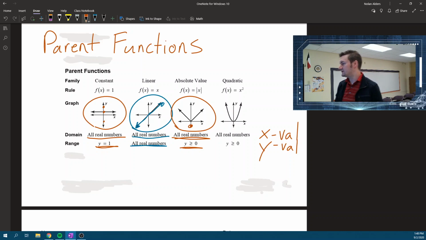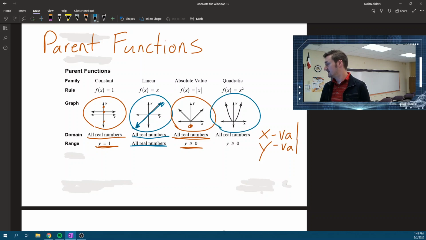All right, what about the quadratic? This one actually is very similar. Notice, it looks like it continues to go to the left slowly, but it looks like it continues to go to the left forever, and it looks like it continues to go to the right forever. So our domain is going to be all real numbers. And then again, it looks like it starts at 0 for our range, and then moves upward. But it doesn't ever look like it goes downward on this one. So our range for this one is going to be y is greater than or equal to 0.